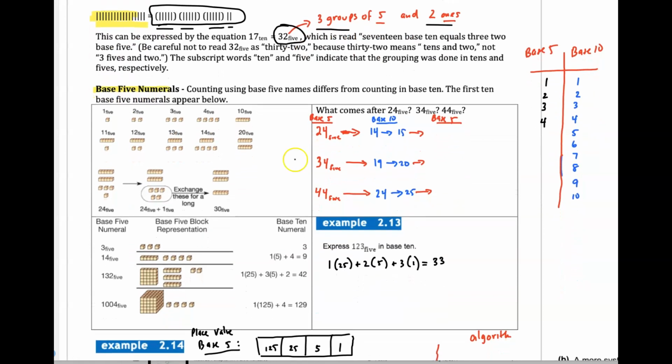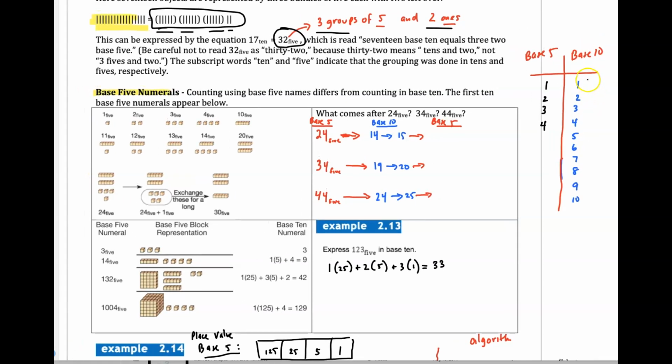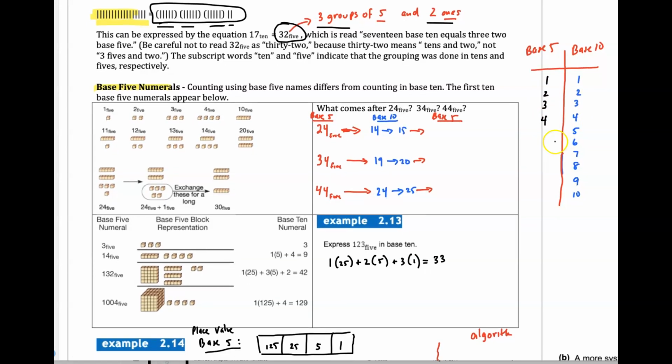Here are some examples of base 5. I want to have a table here that you may want to copy down to your notes. These are the base 10 numbers, the first 10 numerals, the symbols we use in base 10, 1 through 10. Looking in base 5, 1 means 1, 2 means 2, 3 means 3, 4 means 4. Now something's going to happen here. How do I write 5 in base 5? 5 is one group of 5 and 0 ones, so that's what the number would be. 6 is one group of 5 and 1 one.